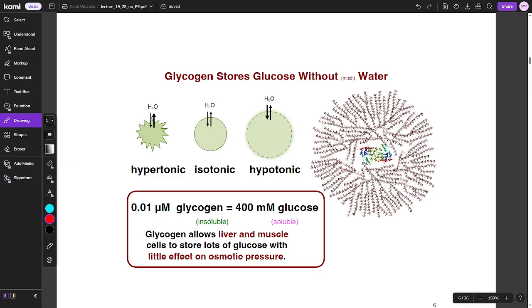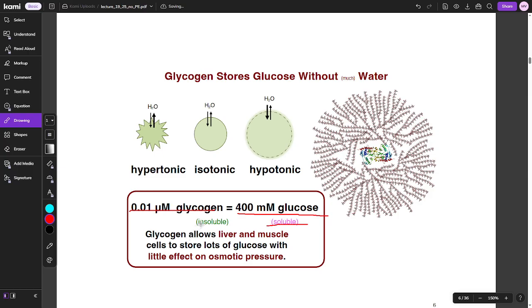However, the way that we can get around this glucose messing up the osmolarity of your solution is by turning it into one massive complex. By turning into one massive complex, we take this massive amount of glucose that's all soluble and turn it into this insoluble glycogen molecule that is no longer really affecting osmotic pressure in any way, right? So basically, it allows the liver and muscles to store glucose without affecting osmotic pressure.